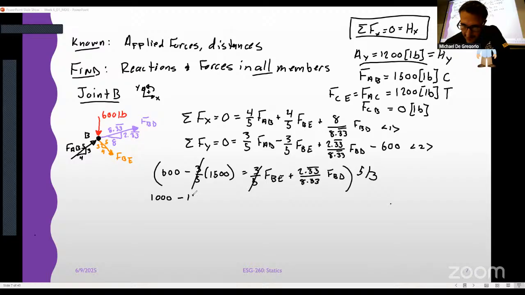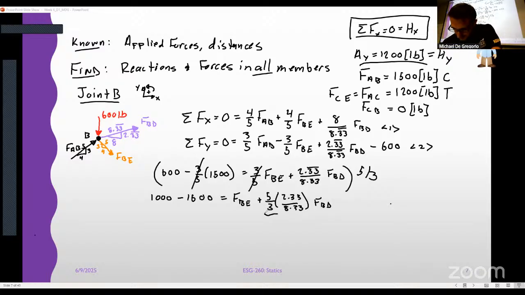1,000 minus 1,500 is equal to FBE plus 5/3 times 2.33 over 8.33 FBD. And that's gross, but there we are. Okay, so now I'll solve this for FBD. Turns out that this number here, when you crunch it, is roughly 0.467, right? Which I mean, probably wouldn't even need a calculator for that. Fine.